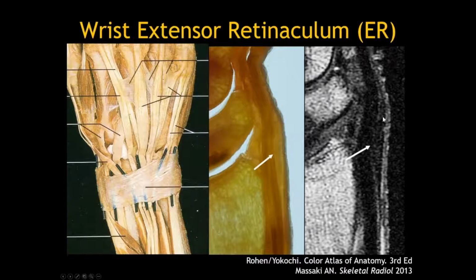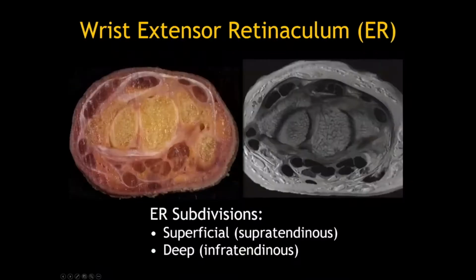Likewise, we can see here on a sagittal corresponding MR image its relationship, its fusiform nature, with the underlying extensor tendons. Here, a cadaveric cross-sectional image also shows the extensor retinaculum nicely, the fibrous white tissue representing the collagen fibers, and you can see that there are portions of the extensor retinaculum which are formed deep to the extensor compartments. These are referred to as the infratendinous retinaculum, whereas the more superficial components are referred to as the supratendinous retinaculum.